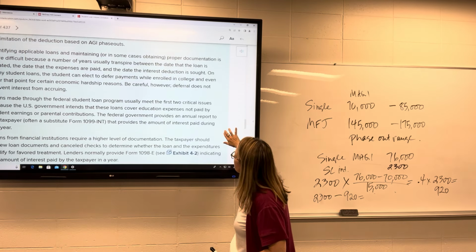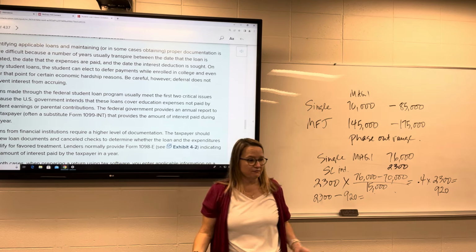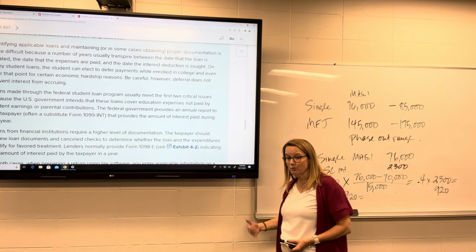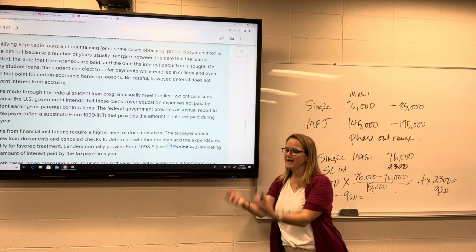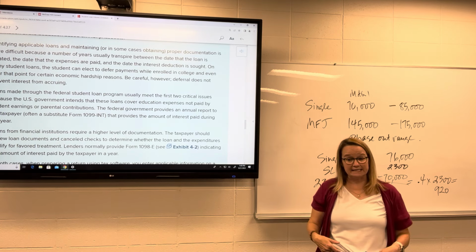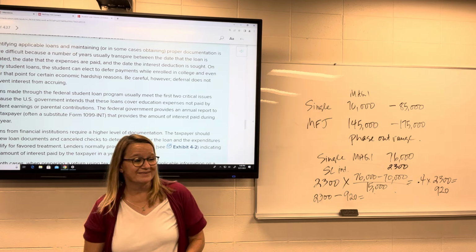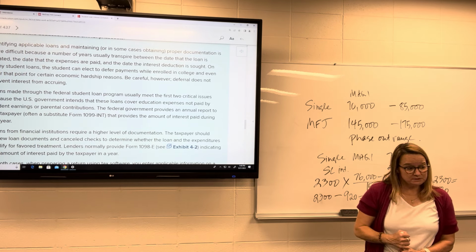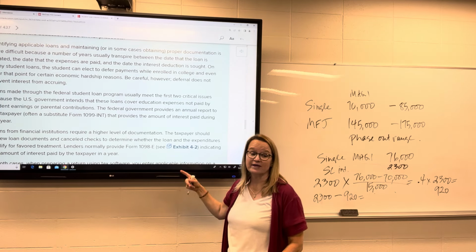There is a form that is received, and if you've ever paid student loan interest, you've probably received this form that reports the amount of interest that you paid. Be careful, this is interest paid, not received, right? Interest received would be on a 1099 INT. Interest paid is on a form called the 1098. And there are lots of different 1098 forms. This one is a 1098E form. So that's what it's reported on.